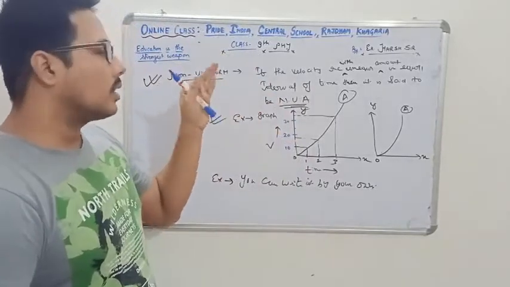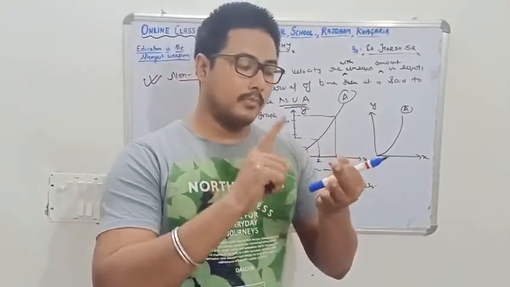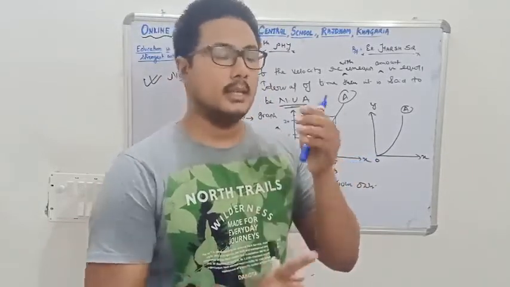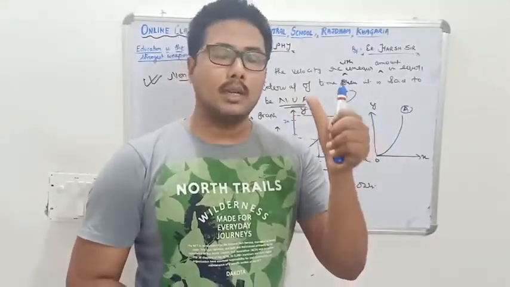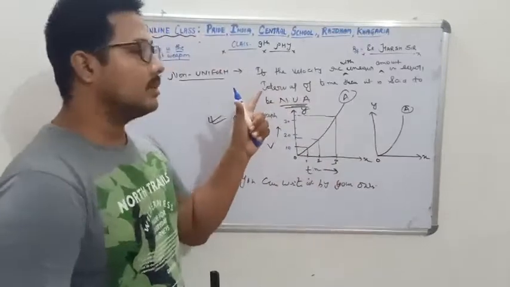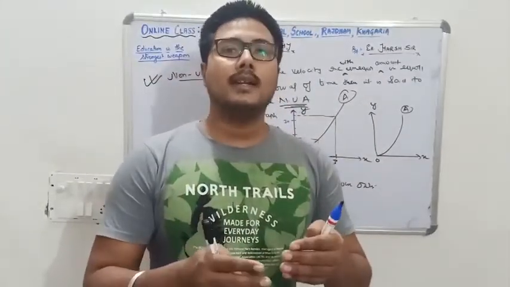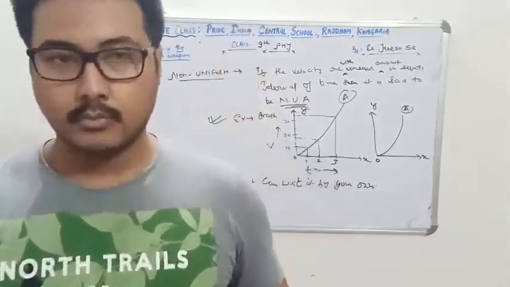So I think you have understood what is acceleration, what is change in velocity, what is the SI unit of velocity, how do you represent acceleration, is acceleration a vector quantity or scalar quantity. Now there are two types of acceleration, non-uniform acceleration and uniform acceleration. Now we'll move on to the next topic, that is retardation. Okay, what is retardation?